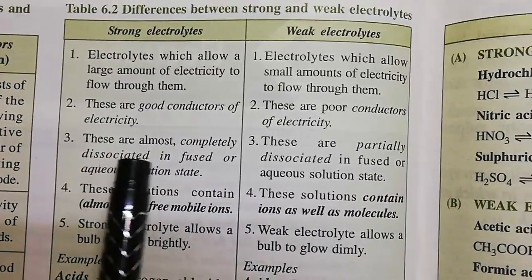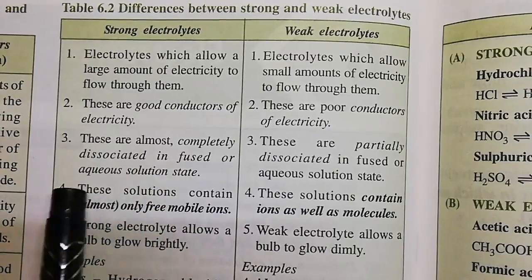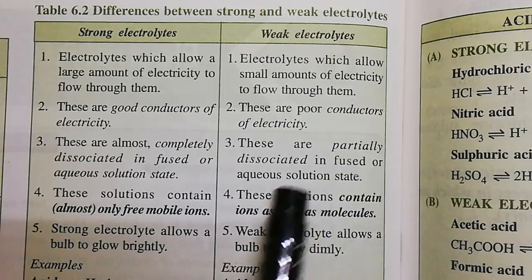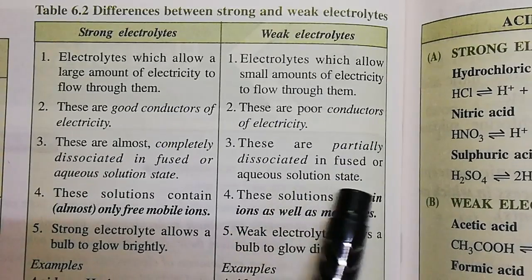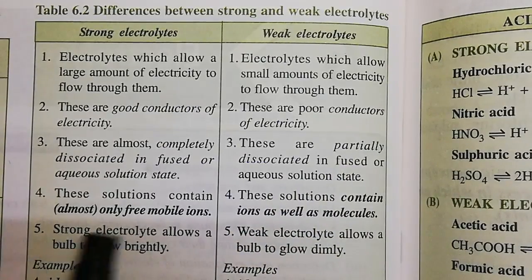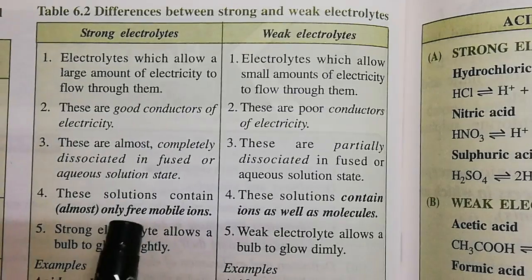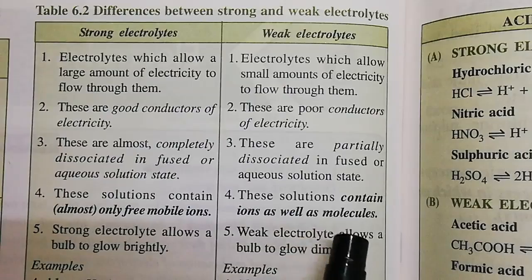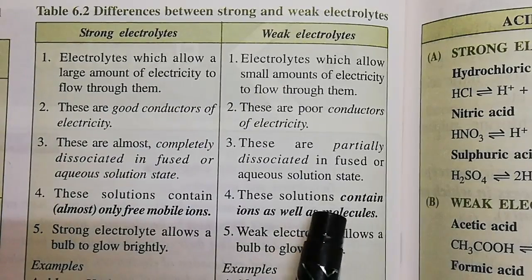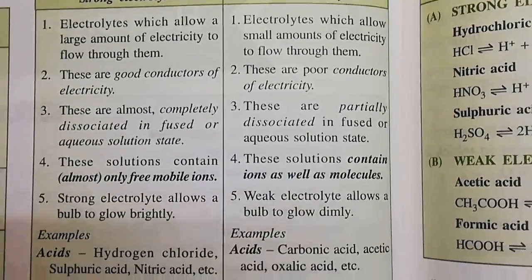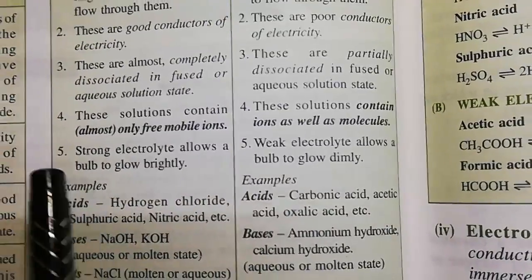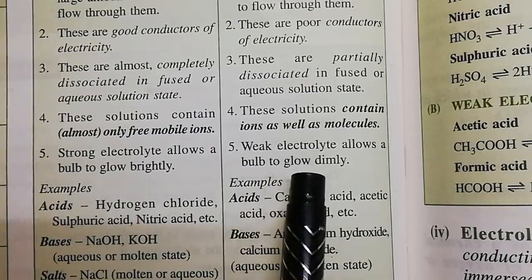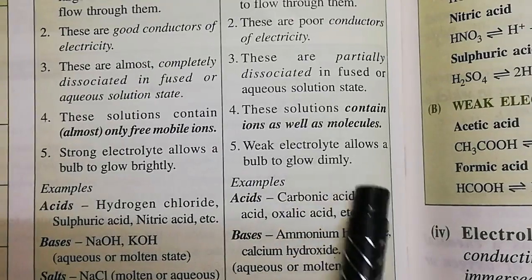Strong electrolytes are almost completely dissociated in fused or aqueous solution state, but weak electrolytes partially dissociate in fused or aqueous solution state. Strong electrolytes contain almost only free mobile ions, while the weak electrolyte solution contains ions as well as molecules, as it is not completely ionized. Strong electrolytes allow the bulb to glow brightly, but weak electrolytes allow the bulb to glow dimly.